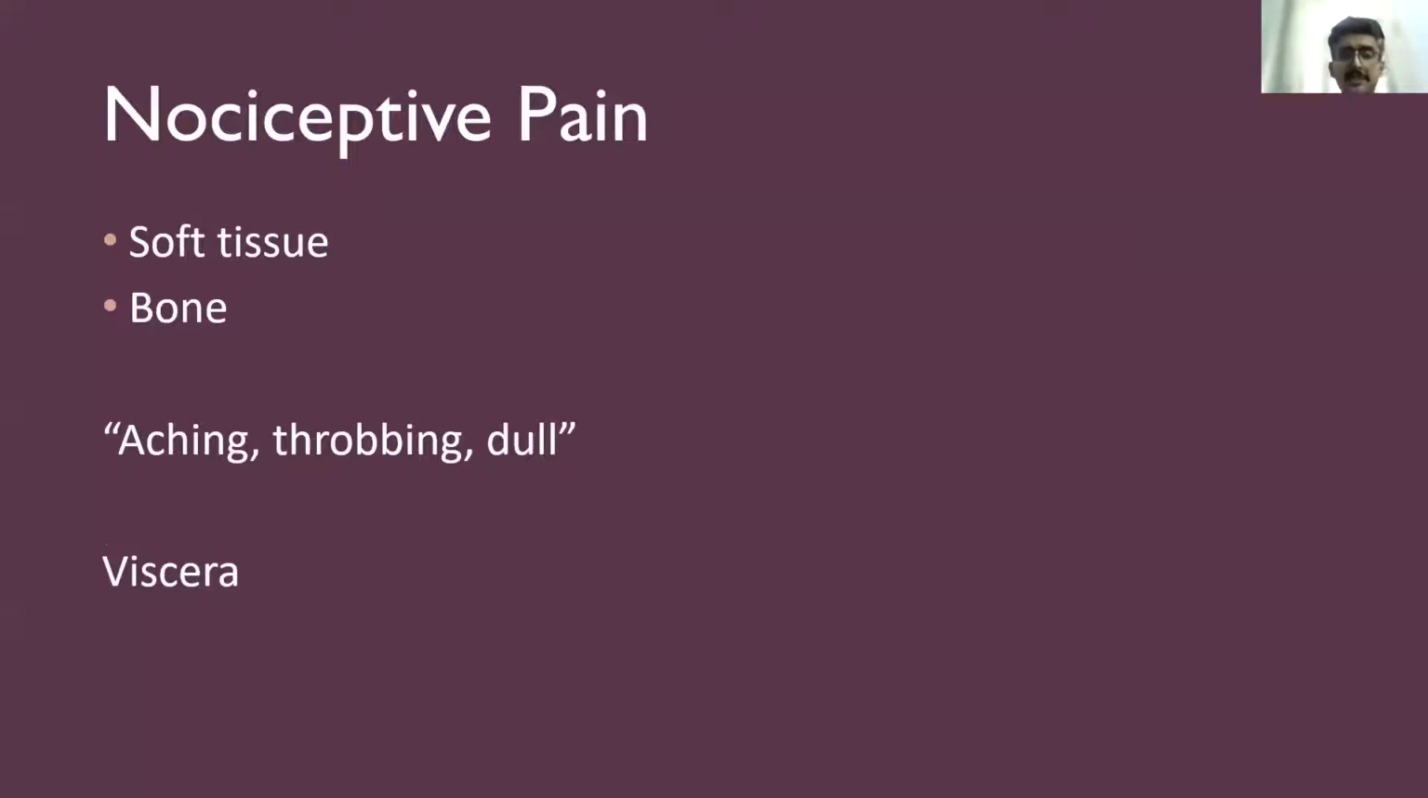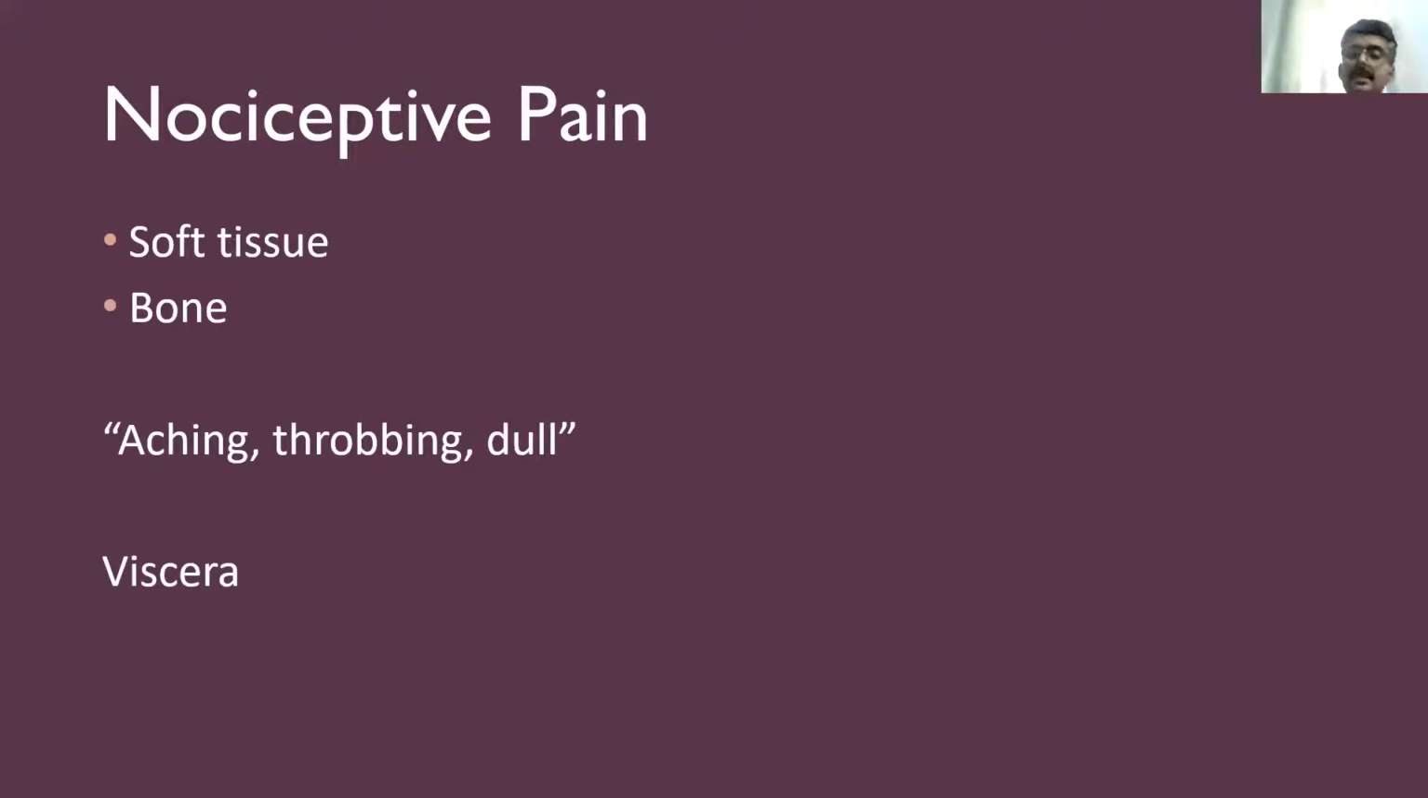Second thing would be nociceptive pain. Nociceptive pain, as I mentioned earlier, is due to a tissue injury. It can be either soft tissue, bone, or viscera. Soft tissue and bone we can classify under one group and viscera under another group. When there is soft tissue or bone involvement, the pain is usually described as aching, throbbing and dull pain. Visceral pain: when any hollow viscus is affected, or any pain-sensitive coverings like the visceral pleura are affected, it can be considered visceral pain.